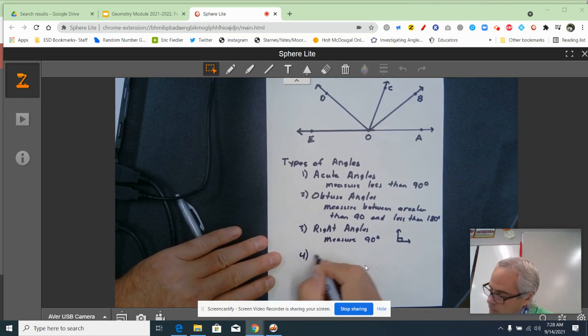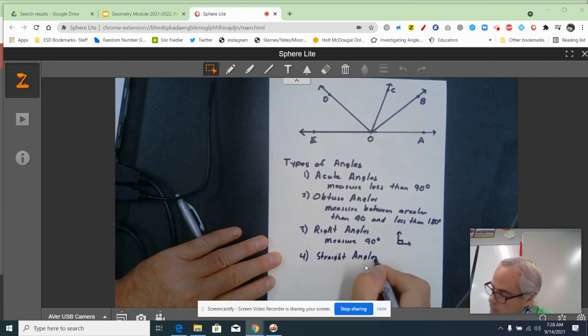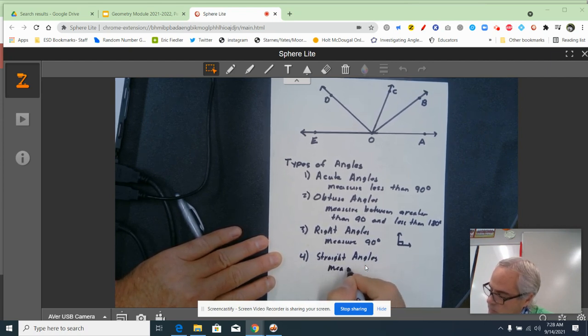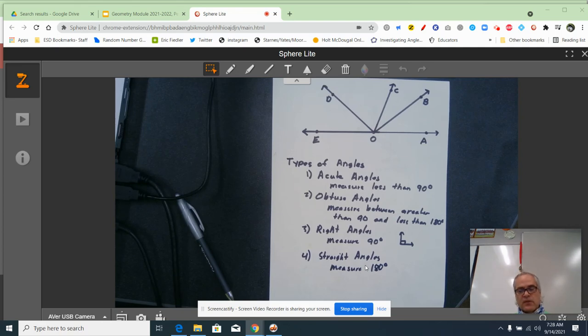And the final is straight angle. Straight angles, and they measure 180 degrees. And like we talked about in the last video, there's all kinds of notation that goes with this.